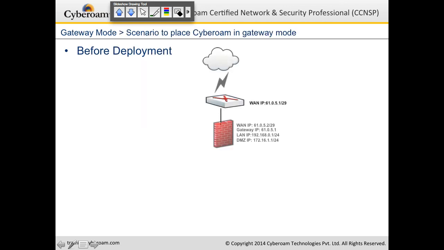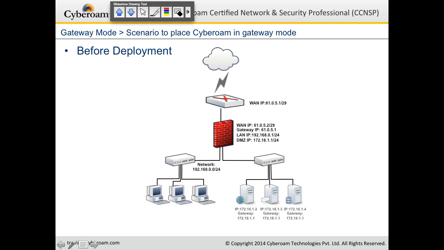So this is how your deployment looks. We have an existing firewall which is connected to the internet. You have your LAN computers on the 192.168.0.0 class C subnet, and you've got your DMZ subnet as well. The LAN computers are pointing to the LAN IP address, and the DMZ computers are pointing to the DMZ IP. And the client says, I don't mind replacing my existing firewall, and I want Cyberoam to be deployed in gateway mode.